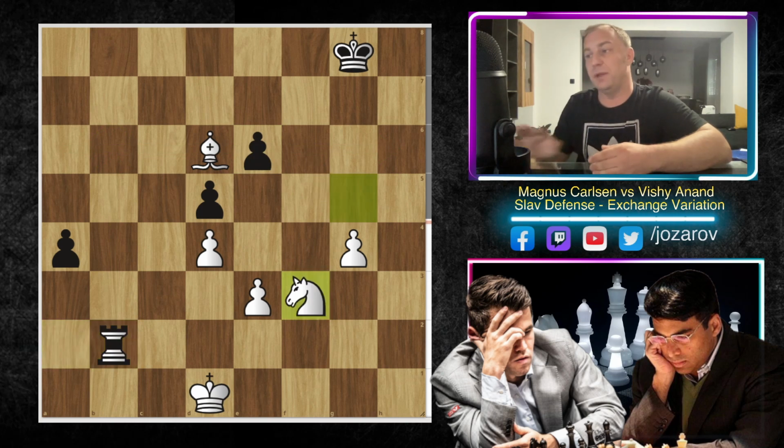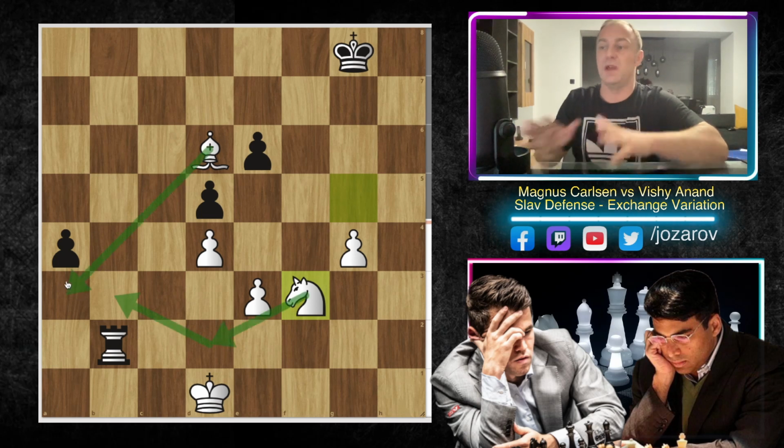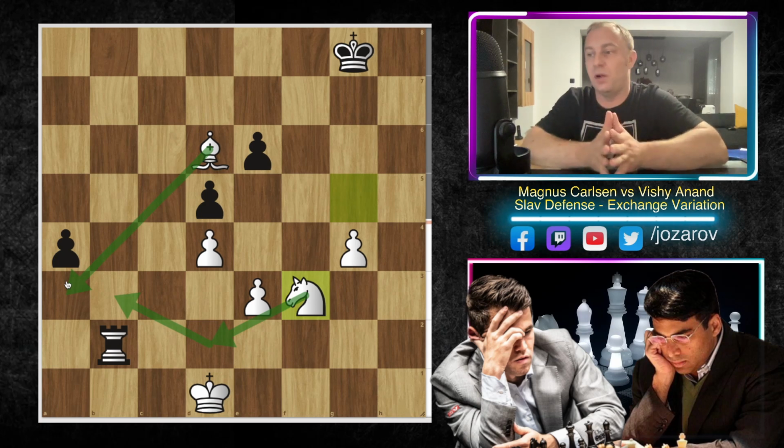Here a better idea is simply to play knight to f3, because you don't have time to take out the pawn. You have to bring your pieces into the defense, so you have to bring more pieces towards the queen side in order to prevent this pawn from moving on. So that's why knight to f3 would have been the correct idea.